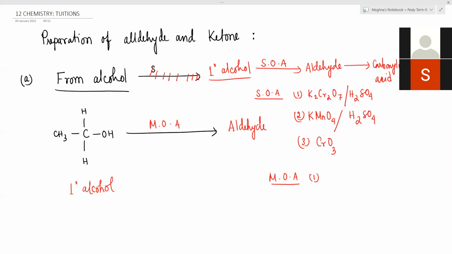How many of you could remember the full name of this compound? Let me see. PCC in CH2Cl2. What is PCC? Ma'am, pyridinium, something like that. Pyridinium chlorochromate, PCC.